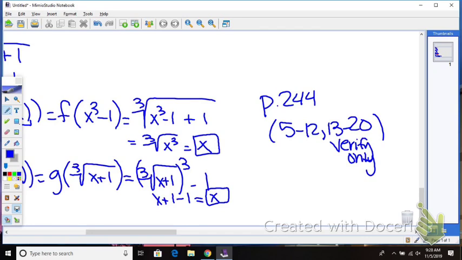5 through 20. 5 through 12, you're finding the inverse. Here, I just want you to find the inverse. And then 13 to 20, you're verifying. Don't worry about verifying graphically, only algebraically. So, let's just recap. Oh, it's 43. It's all on 43. I don't know why I wrote 44. Thank you. Okay, one more time.